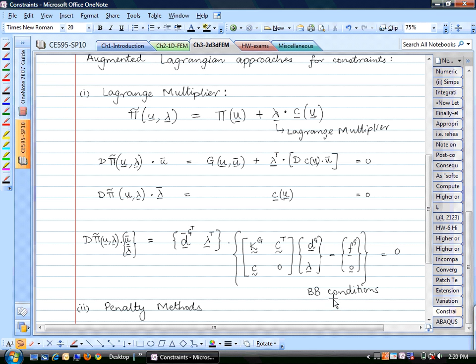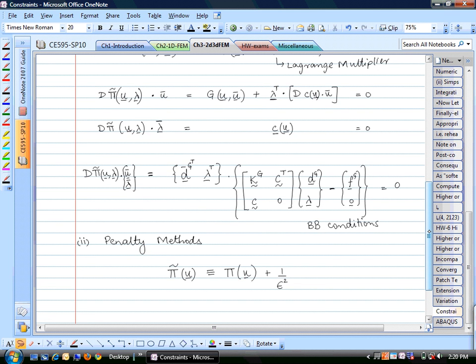But the idea is that whenever you decompose your problem in such a way that you are imposing an extra constraint, this essentially becomes a mixed formulation. So for mixed formulations, you have to make sure that your finite element problem satisfies these conditions.